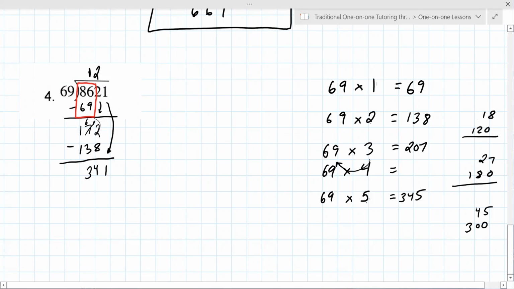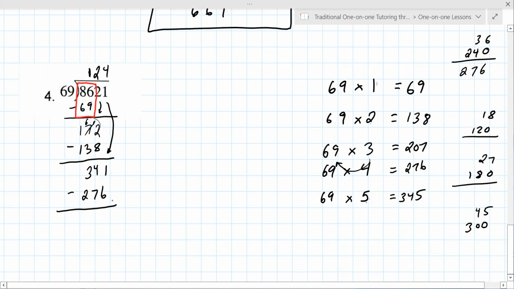What is 4 times 9? 4 times 9 is 36. I wrote that up here. What is 4 times 6? 24. So you add a 0 because it's really 60, and then it's 276. All right. So we know that 341 is between 276 and 345. We know that we're going to use the smaller number, 4. 4 times 69 is 276, and we're going to subtract.